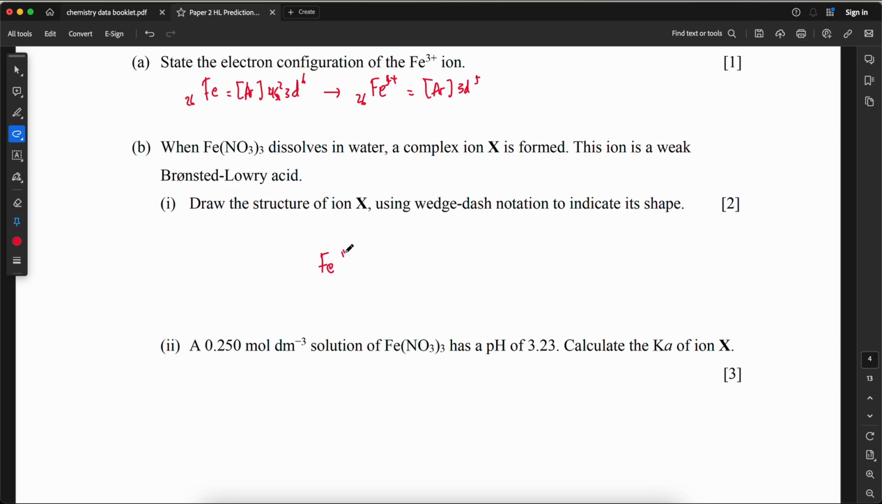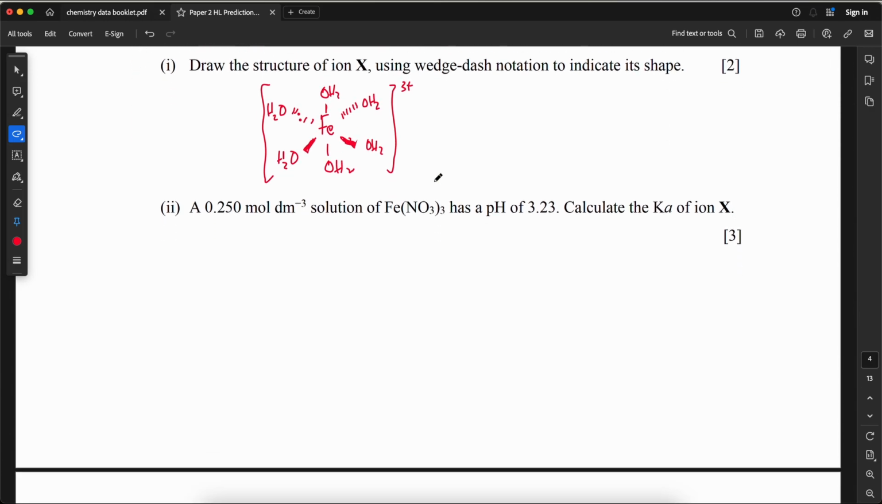So that would be OH2, and this would be OH2, OH2, OH2, this also OH2, and this OH2, and 3 plus. Okay, a 0.25 mole per decimeter cube solution of iron nitrate has a pH of 3.23.